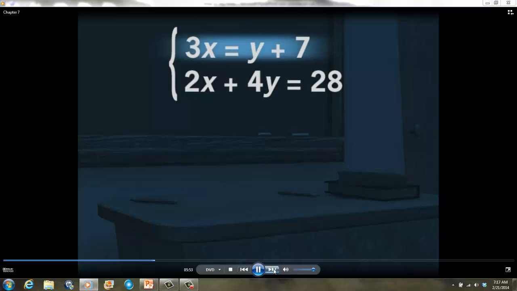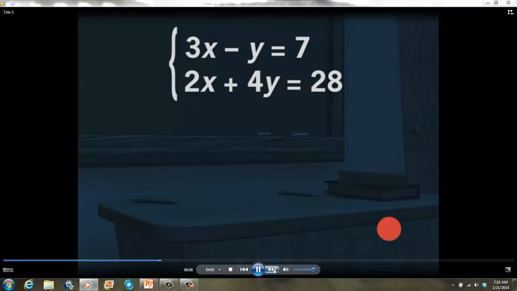Let's put the first equation in standard form. Then this system will look like the system in the previous example. Rewrite the first equation as 3x minus y is equal to 7. Thank you, Newt. Now how would we solve this system?